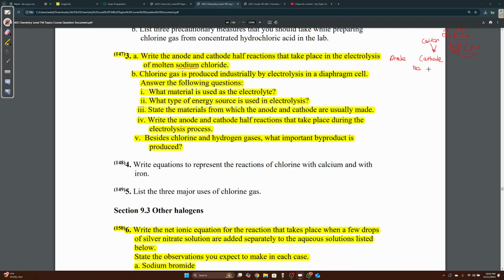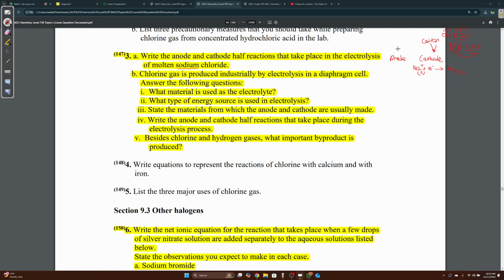So Na+. We know reduction is gain of electrons, so Na+ is going to gain an electron and end as Na. It's a metal, so if you're going to gain an electron, it should be positive to start. But we're talking about molten. Molten means liquid, very, very hot liquid. So it starts as a liquid, and it ends as a liquid.